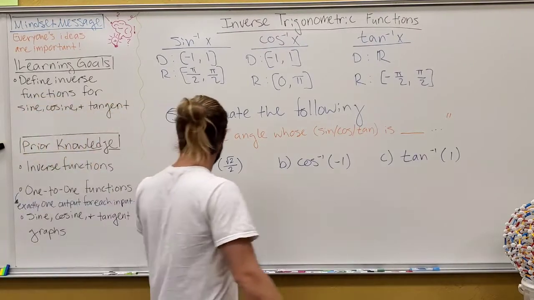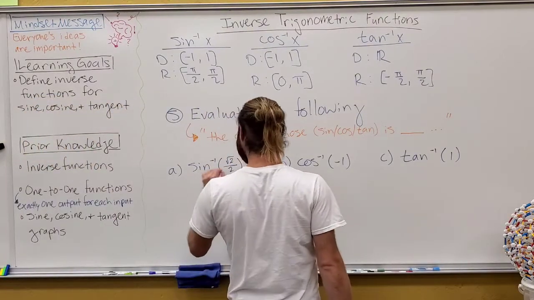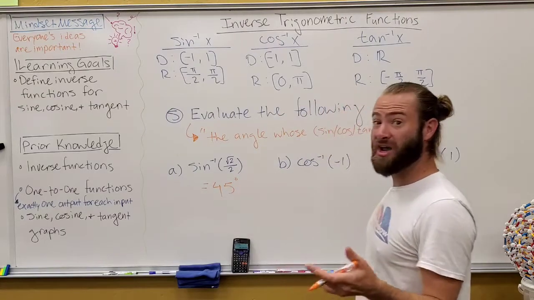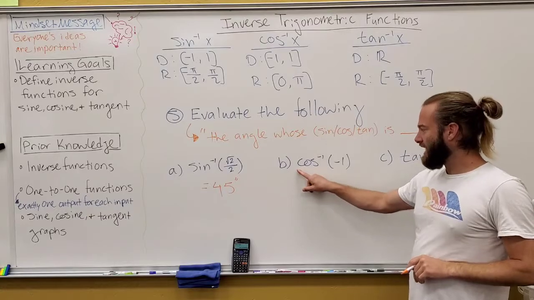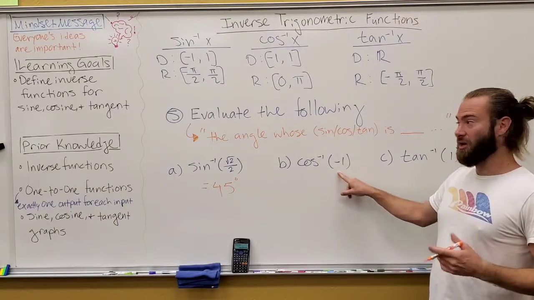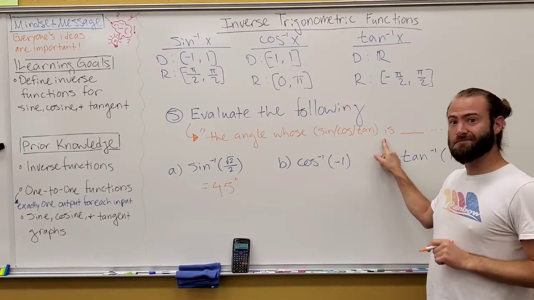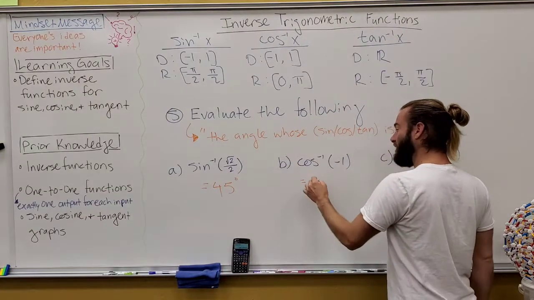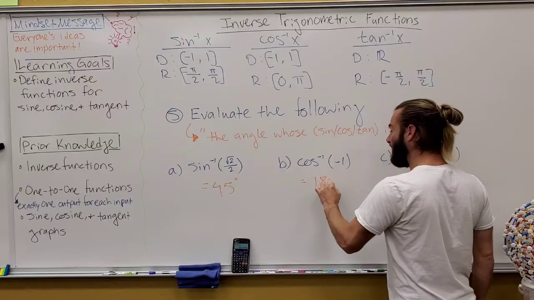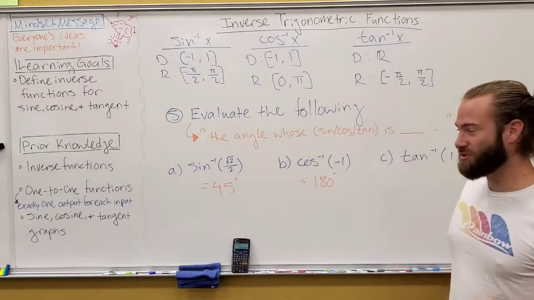You should have gotten 45 degrees, or in radians, pi over 4. Cosine inverse of negative 1. Again, find the angle whose cosine is negative 1. Go ahead. Cosine inverse of negative 1 is 180 degrees, or pi radians if you're using radians, right?